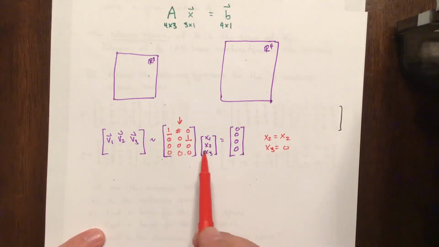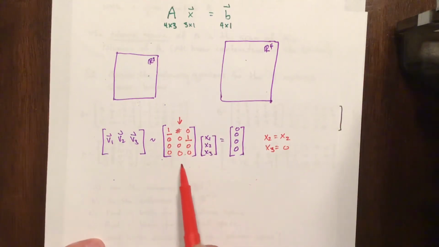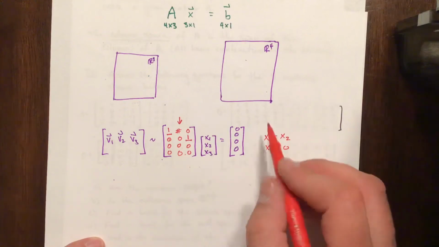Okay, x2 can be anything it pleases. It's in the second column, so it's kind of my free variable. Okay, and that's actually a term that's defined, what a free variable is. x2 is representing a free variable.